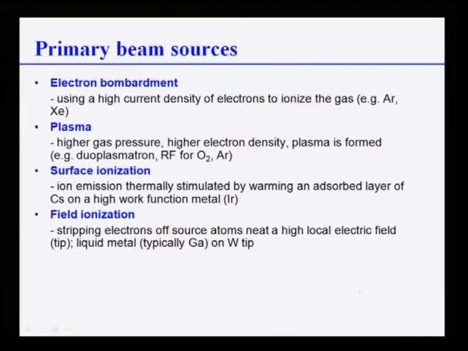The most widely used, as I discussed, is oxygen and cesium, but one can also use electron impact as an ion source. You can have a high current density of electrons to ionize, basically, argon or xenon. You can always use plasma. Plasma is nothing but an ionized gas. It is a high pressure gas with high electron density, and plasma is normally formed in a duoplasmatron, which I discussed. You can always have a radio frequency source for oxygen and argon.